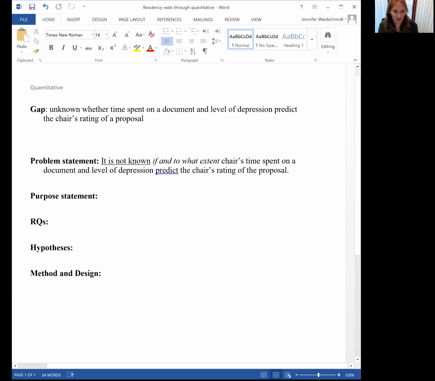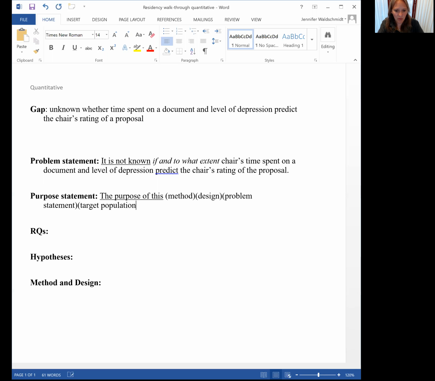But first, I want to show you guys how a purpose statement starts. Just like a problem statement has a very specific start, the purpose statement does as well. The purpose of this. What comes next is going to have to be 5 different things. We're going to talk about our method. We're going to talk about our design. We're going to throw in our problem statement, and I copy and paste it. We're going to give our target population. And in some of the paperwork you might see sample listed here instead of target population. The reason I stick with target population is because sample requires a number to go with it, and we don't need a number in our purpose statement. So target population, and then location.